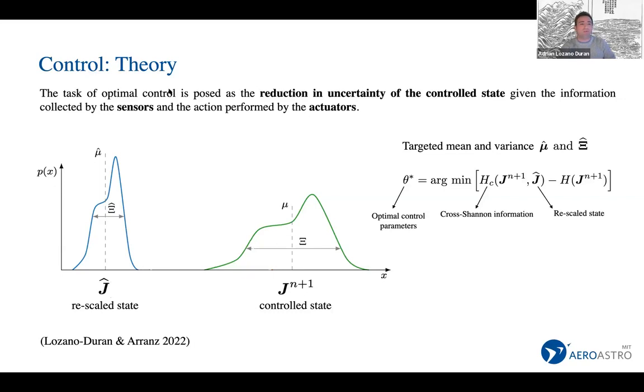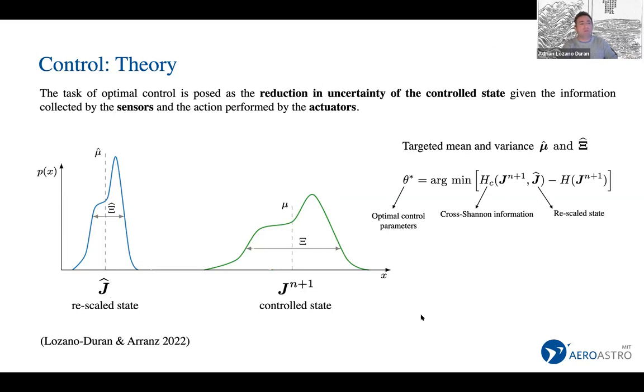So you can rewrite the statement that I have here on the top in terms of information-theoretic quantities. The optimal control parameters can be found by optimizing these quantities. The first term is a cross-Shannon information between the future state and a rescaled state, which is just taking the state that I have and rescaling it to the position that I want. And the last piece is the entropy that I have in the future state. By optimizing this, you will be able to control the PDF.